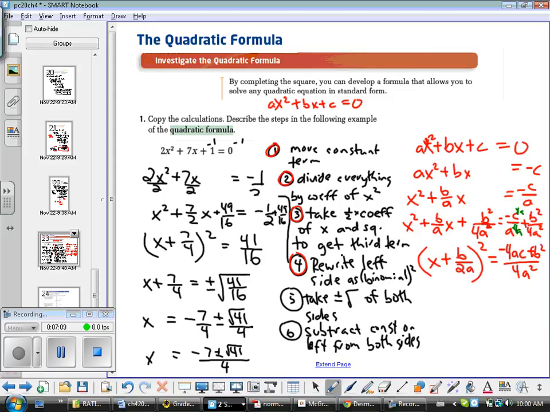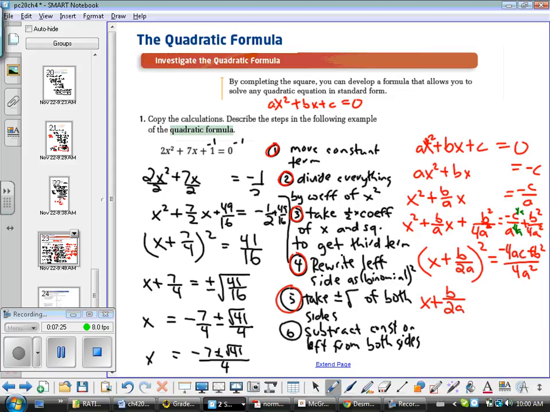This is getting super ugly. I should be doing it in a better way. Okay, so I'll just take the square root of both sides. This becomes x plus b over 2a. That's step 5. Take the plus or minus the square root of both sides.